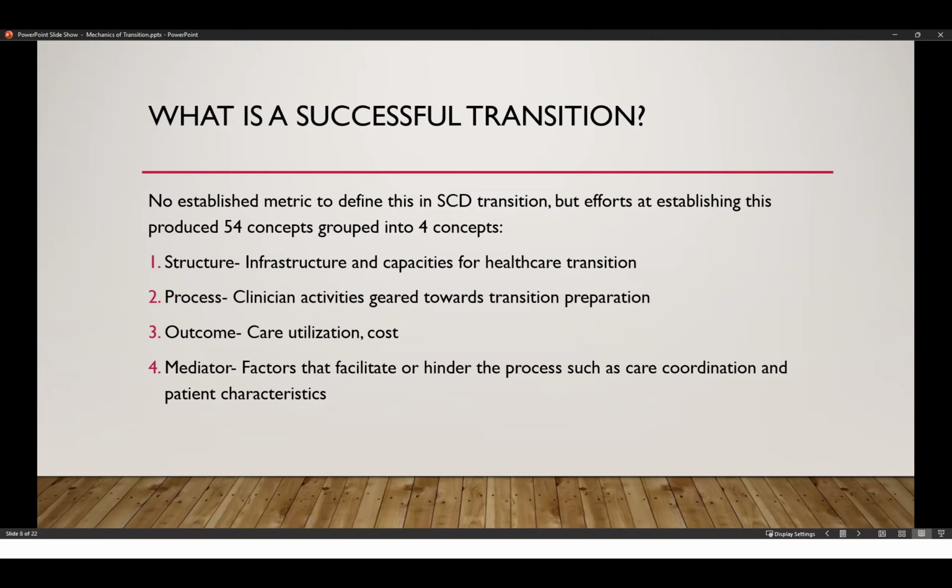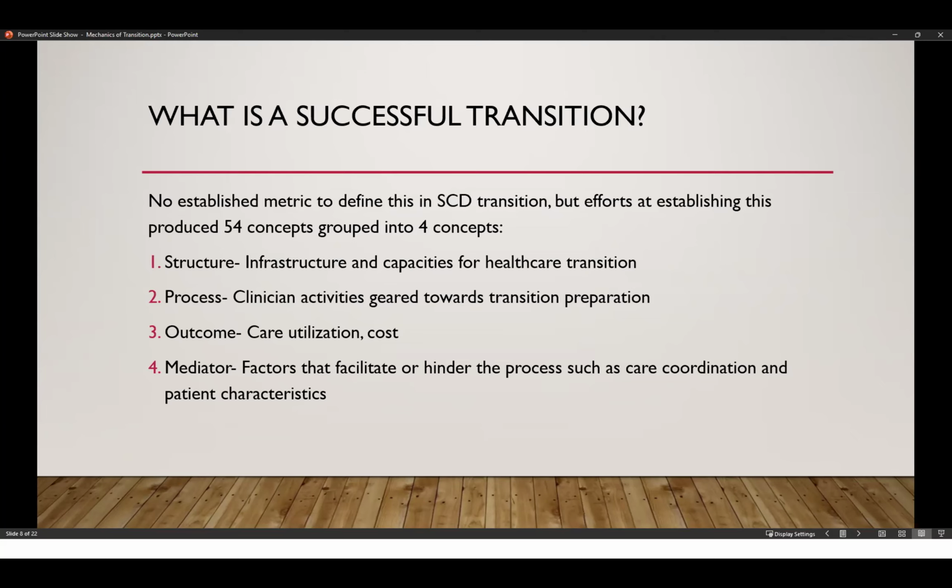One, structure. There should be infrastructure where the patient is actually being seen, or a sickle cell disease facility where the patient can be admitted or seen outpatient. There should be capacity for healthcare transition. So, do we have providers? Do we have other people in the team that can help with this whole program to be successful? These things will let you know if the transition is successful or not, because if you don't have the place to see the patient or to admit them to, how can that be successful? Process.